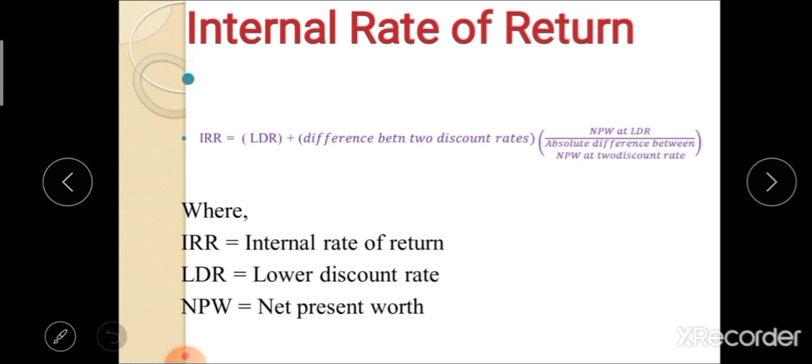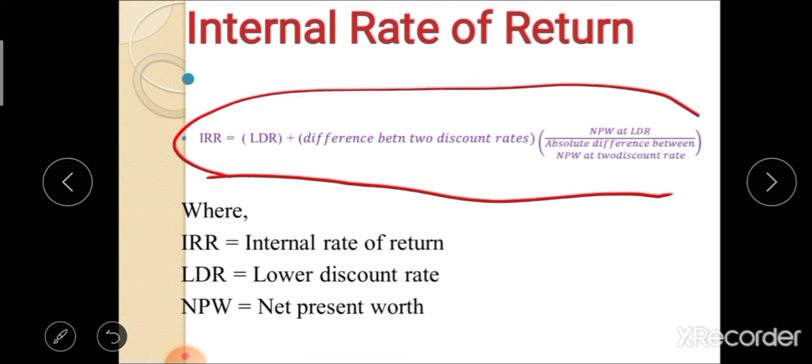The formula of IRR by interpolation method is: IRR is equal to LDR, that is lower discount rate, plus difference between two discount rates in bracket, NPW of LDR divided by absolute difference between NPW at two discount rates. Where IRR is internal rate of return, LDR is lower discount rate, and NPW is net present worth. This is the formula for calculation of IRR.